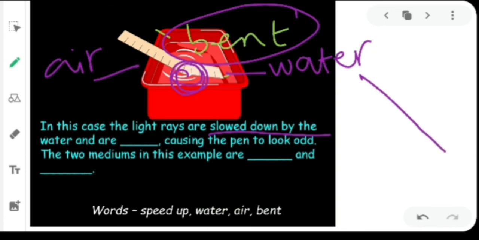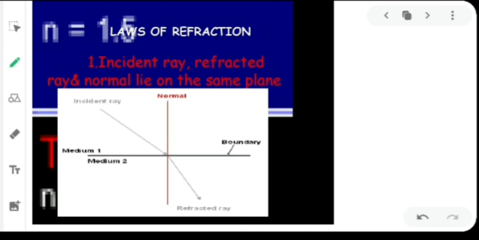This ray gets slightly bent. Instead of going straight, it gets bent. This is known as refraction. So what are the laws of refraction?